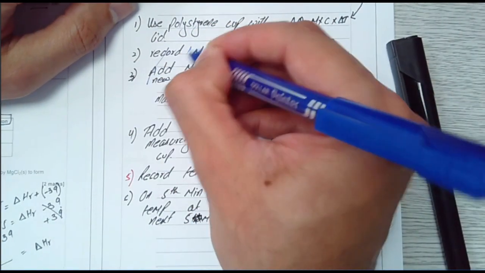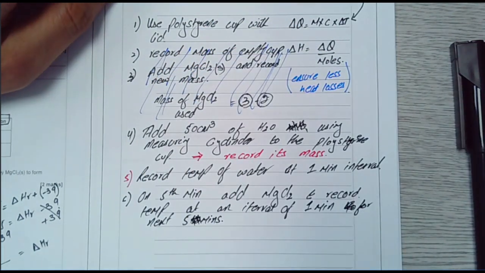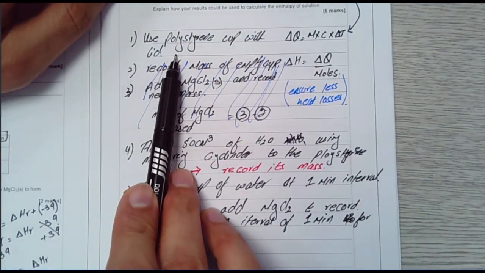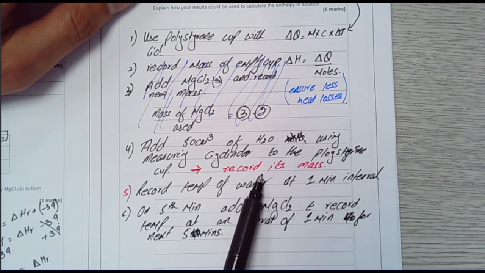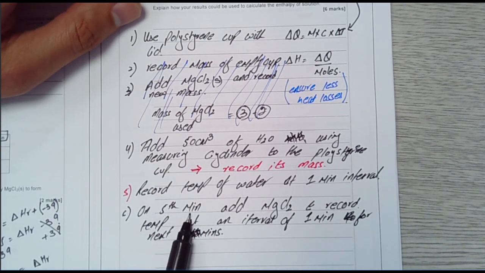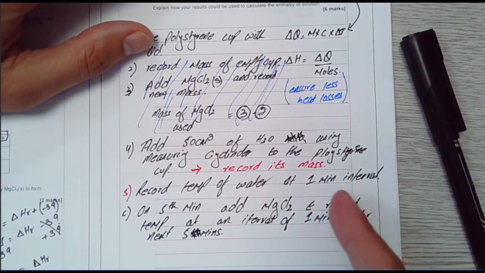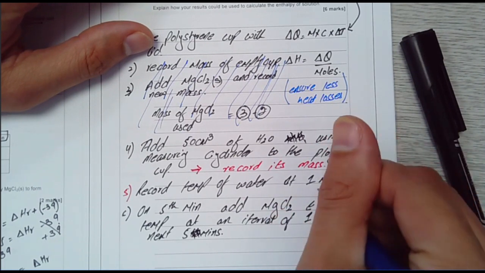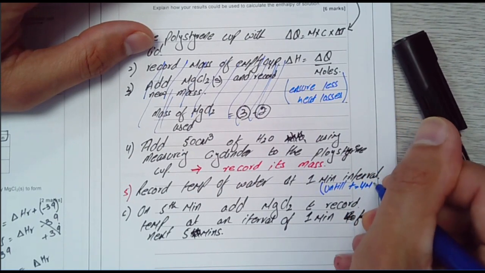Can we cross out bullet point number 2 and 3? So far I said you'll use a polystyrene cup with a lid. We'll add 50 cm³ of water using a measuring cylinder to the polystyrene cup. We'll record its mass. Record the temperature of water at 1 minute intervals. On the 5th minute, add MgCl2 and record the temperature at intervals of 1 minute for the next 5 minutes. Okay. Add one more word here: until T equals 4 minutes.